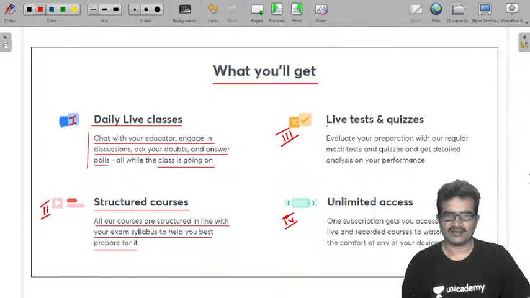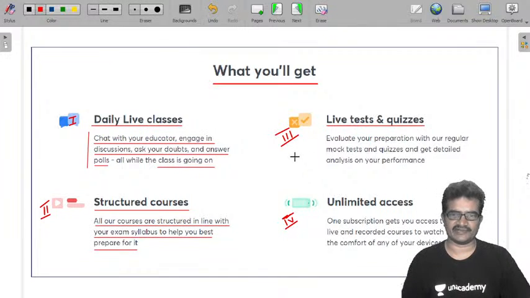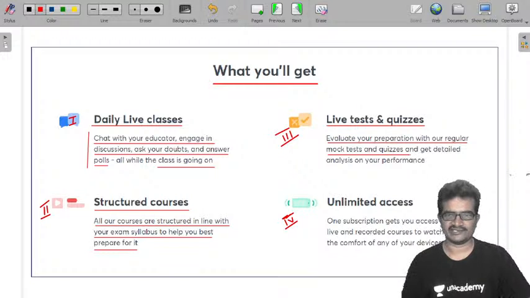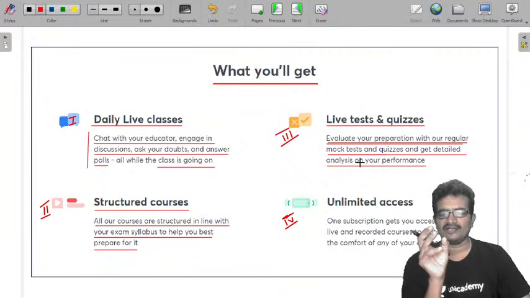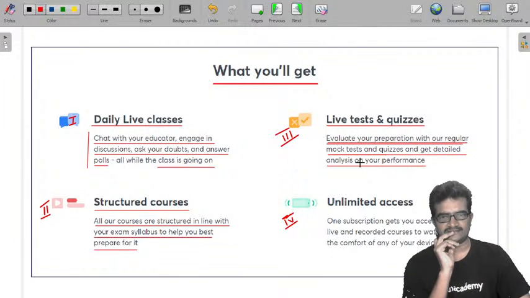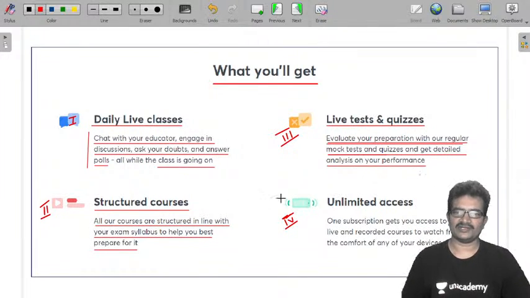Third one is live tests and quizzes. This is very important. See, evaluate your preparation with our regular mock tests and quizzes and get a detailed analysis of your performance. Once you feel you have prepared some subject, to evaluate how much your level of preparation is, and whether your preparation is sufficient or not, you need to go for more mock tests and quizzes and get the detailed analysis of your performance.